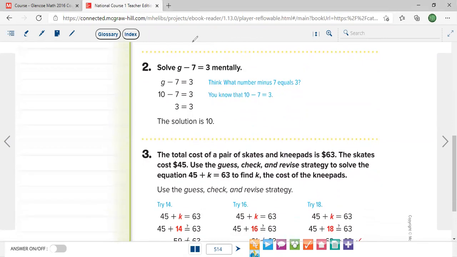Solve mentally. g minus 7 is equal to 3. We need to know what is g. So for sure g is 10 because 10 minus 7 will give you 3. That will make the left-hand side equal to the right-hand side, which is 3 and 3. So the solution is 10, which is the value of g. Very easy. Just think of the value of the variable and you will feel the problem is very easy to solve.